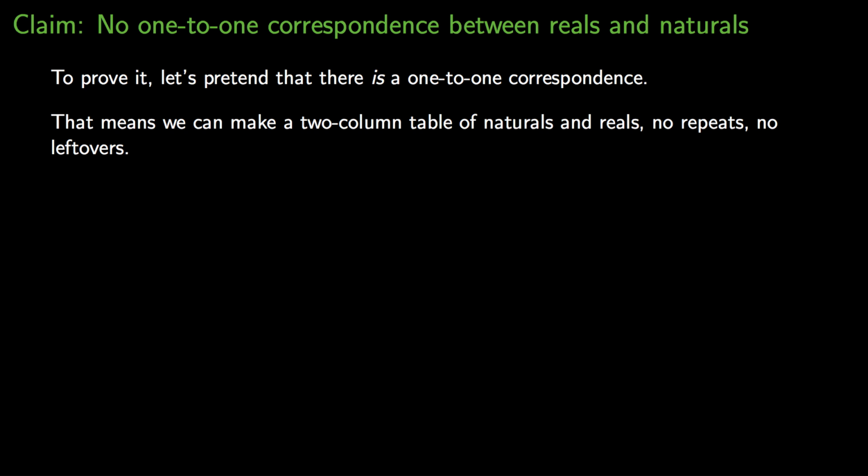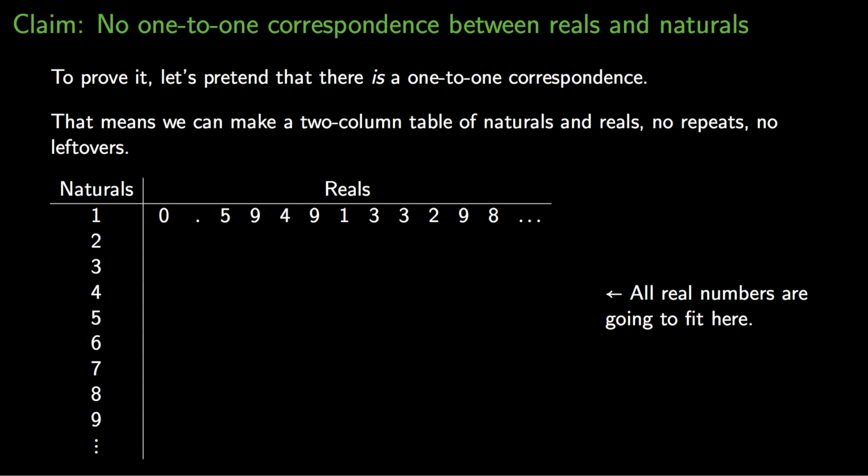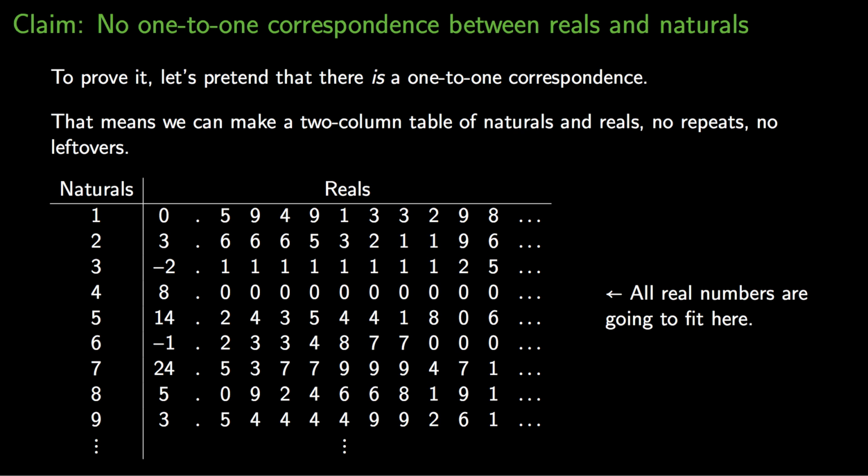And so that means that we can make a 2-column table out of it, right? With no leftovers, no repeats. And so I'll have my natural numbers on the left and my real numbers on the right. And again, this is supposed to be a one-to-one correspondence. Every real number in the world is going to fit here. And so just for the sake of argument, I'm going to fill up this table with a bunch of random real numbers, a bunch of decimals.